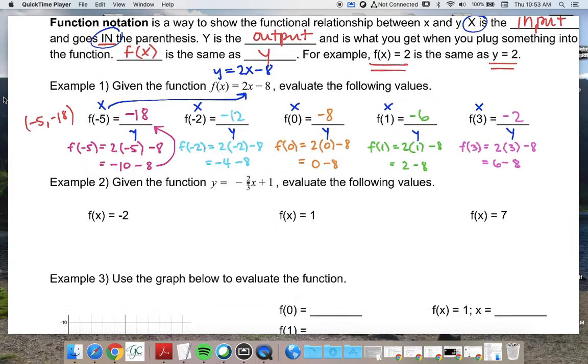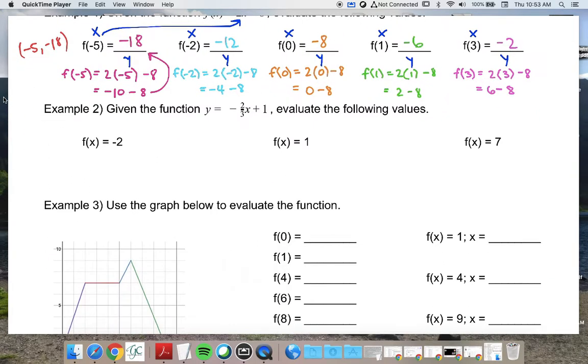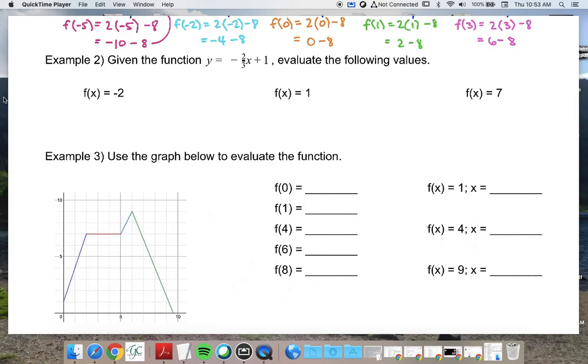In our next example, they've given us another equation, y equals negative 2/3 x plus 1. Remember that y is the same thing as f of x, so this is really just f of x equals negative 2/3 x plus 1. They're the same thing. But if you notice, this time they've asked us to evaluate, and really that probably shouldn't say evaluate, but we're solving for the following values.